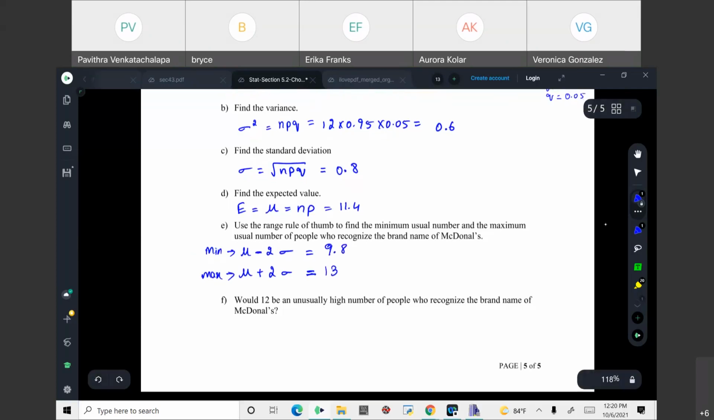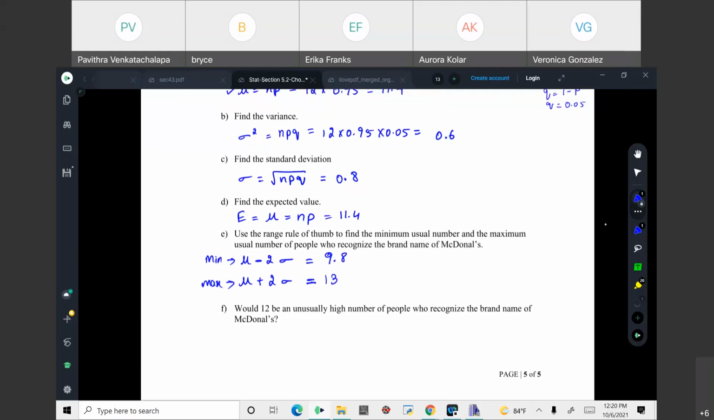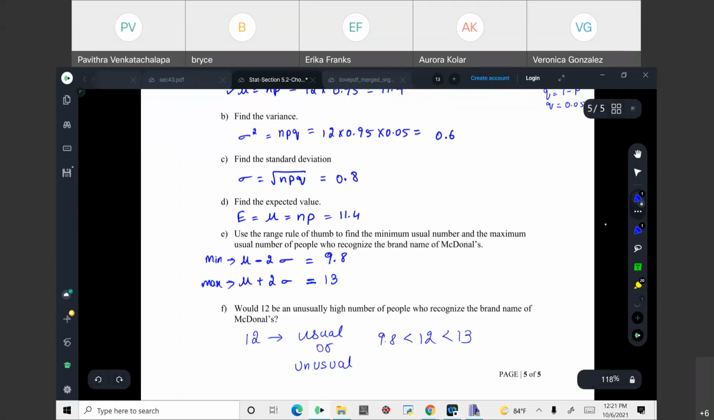Okay, now answer this question. You don't have to calculate anything in the last example. You just have to answer, is 12 a usual or unusual number? What do you think it is? Usual? Why? Very good. It is because 12 is between 9.8 and 13, so it is a usual number.